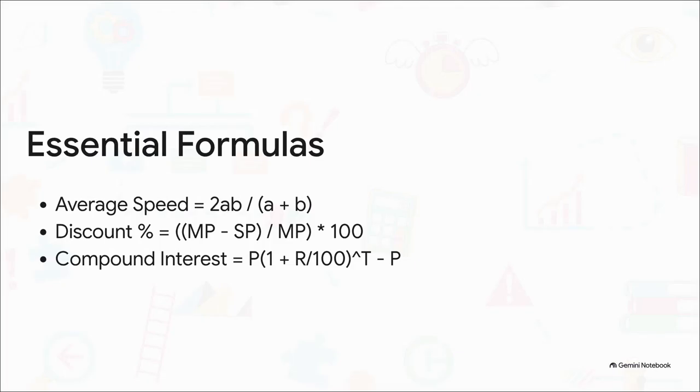And of course, you've got to have these heavy-hitting formulas chambered and ready to go. If a problem asks for average speed over 2 equal distances at different speeds, let's call them A and B, the formula is just 2AB divided by A plus B. For discount percentage, it's the marked price minus the selling price divided by the marked price, all times 100. And for compound interest, the interest alone is the principal amount multiplied by 1 plus the rate over 100 to the power of time, minus the original principal. Honestly, recognizing exactly when to pull these specific formulas out is half the battle.